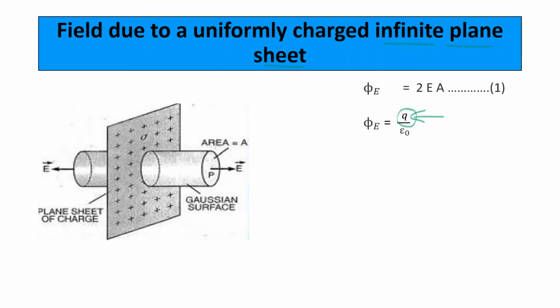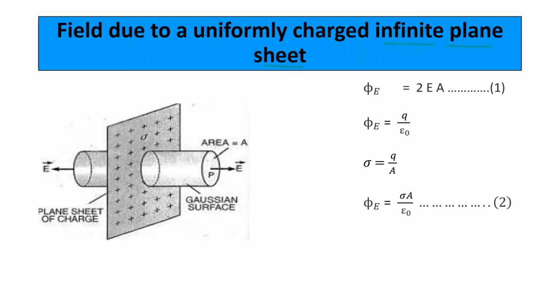What is surface charge density? Surface charge density is denoted by the letter sigma, and sigma is equal to Q by A, where Q is the charge and A is the unit area. Charge per unit area is known as surface charge density. You can replace Q with sigma A. Surface charge density sigma is equal to Q by A. Please remember this formula to proceed with.